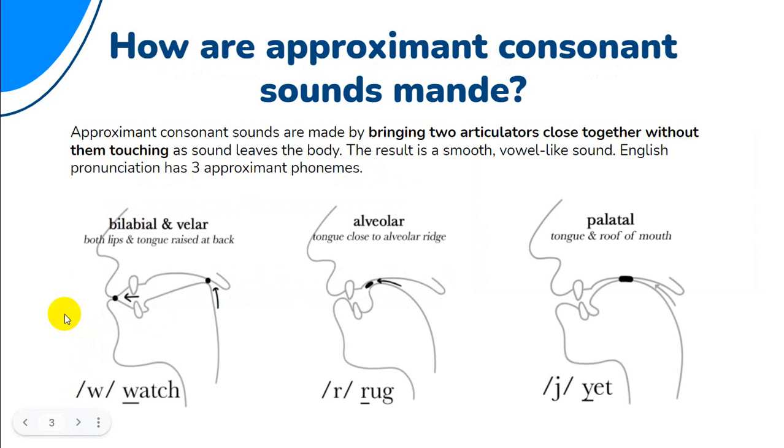How are approximant consonant sounds made? Approximant consonant sounds are made by bringing two articulators close together without them touching as sound leaves the body. The result is a smooth, vowel-like sound. English pronunciation has three approximant phonemes: bilabial and velar, alveolar, and palatal.